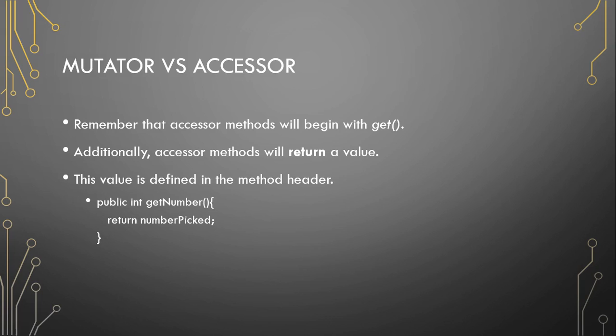All right, numberPicked is obviously an int that's been defined somewhere in the class, and public int getNumber is the method header. Because you see the word int in there, it means that numberPicked has to also be an int. Otherwise, you're going to get an error. If I had public String getName, then return namePicked would obviously have to be a String as well.